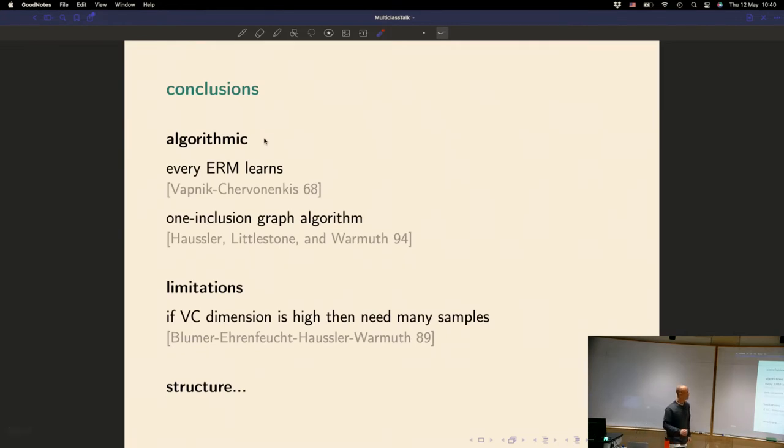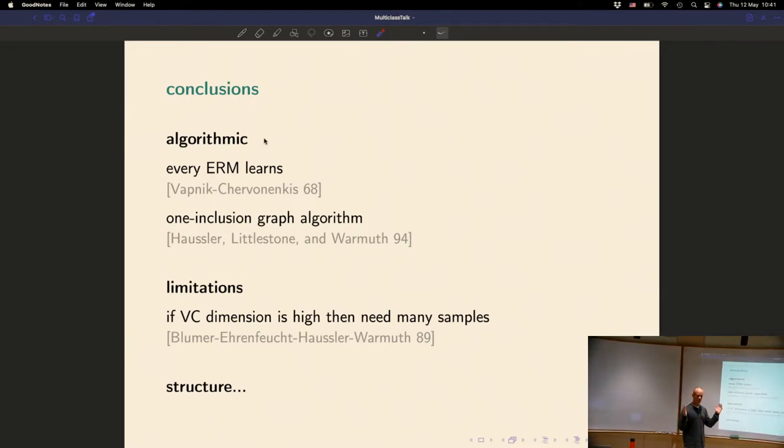And the ideas behind this theorem lead to other conclusions, algorithmic, for example. The proof shows that in this scenario, every algorithm that minimizes the empirical loss performs PAC learning, achieves this goal. A different type of algorithmic conclusion is a very abstract algorithm called the one-inclusion graph algorithm. I will not define it, but it's somewhat similar to the nearest neighbor algorithm, though more abstract in my mind. So it's a very nice algorithm. So these are algorithmic conclusions.